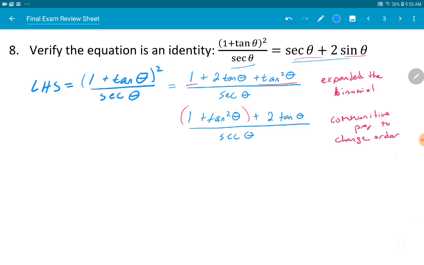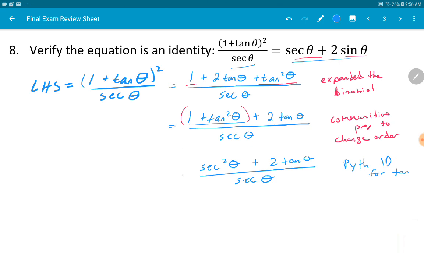Okay, now I can replace 1 plus tan squared with secant squared using the Pythagorean identity for tan. And then I still have that 2 tan theta and the secant theta.